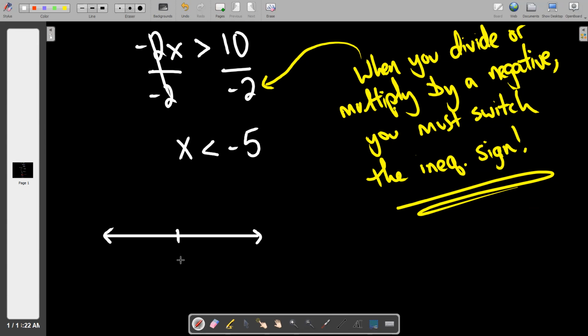So I'm going to stick my boundary in the middle. -5 is my boundary. Is he going to be open or closed? He's going to stay open because -5 does not count. You got to show that. And which way will I shade? To the left, because it says X is anyone less than -5. And the less than -5s are the guys to the left. And if you always keep your variable on the left, you'll never have stress when it comes to graphing.